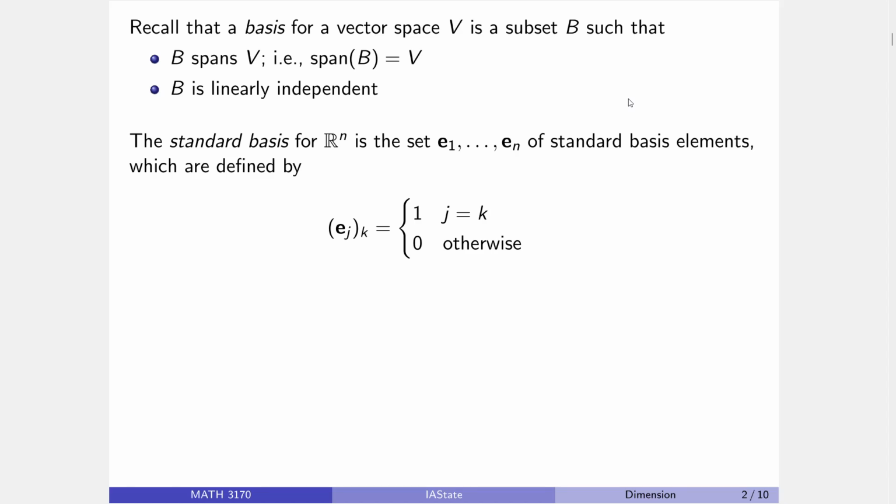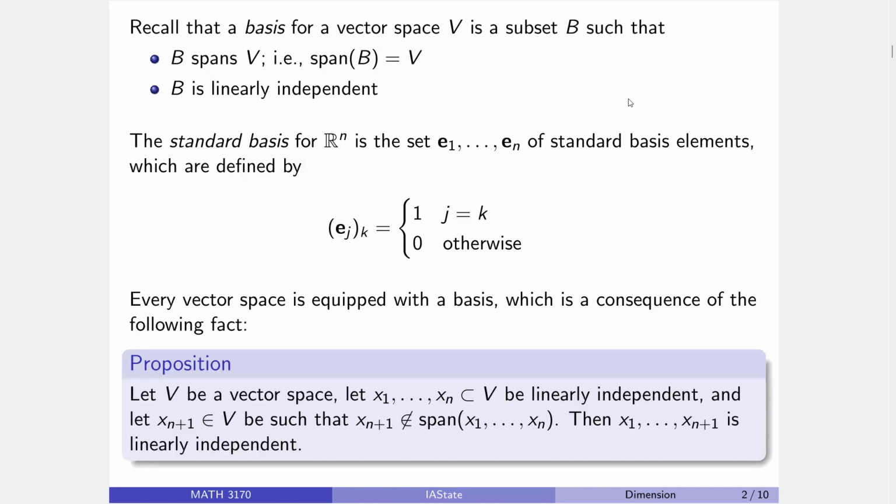This is a basis for Rn, as we now know, and it's called the standard one because it's pretty nice. It's just zeros and ones in appropriately chosen locations. But as we noted, there are other bases for Rn that you might be more interested in, depending on whatever problem you're working on.